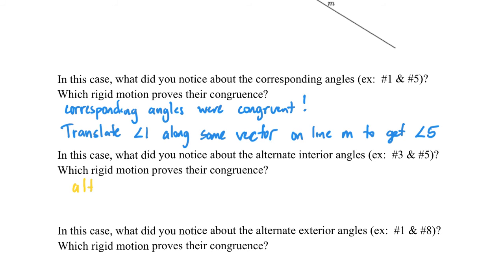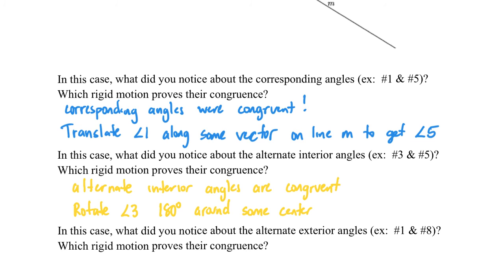We notice that alternate interior angles are congruent. Remember, this is specifically because the L1 and L2 are parallel. If L1 and L2 were not parallel, this would not be true. Now, what rigid motion do I know? I know that I could rotate angle 3 180 degrees around some center on line M to get angle 5.